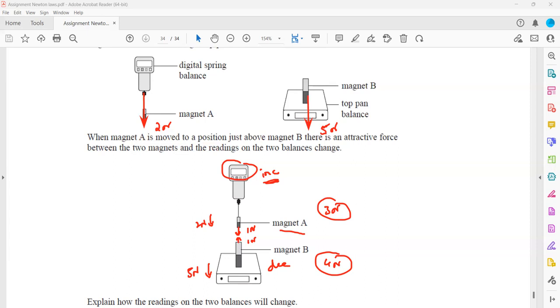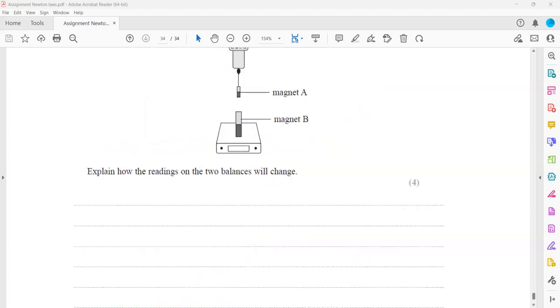And the reading on the top pan balance is decreasing because the weight and the magnetic force are opposite, which produces a smaller resultant force. So this was about Newton's laws of motion.